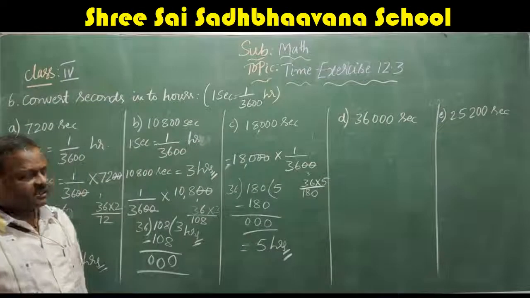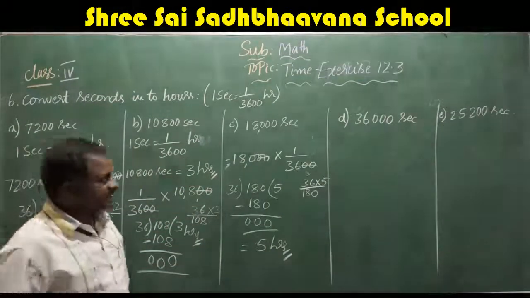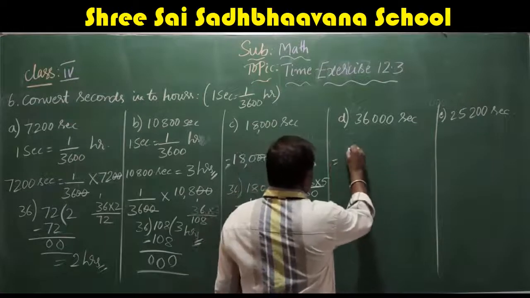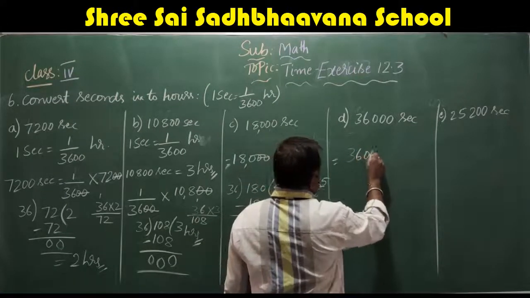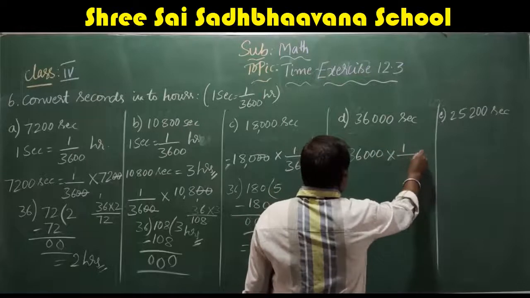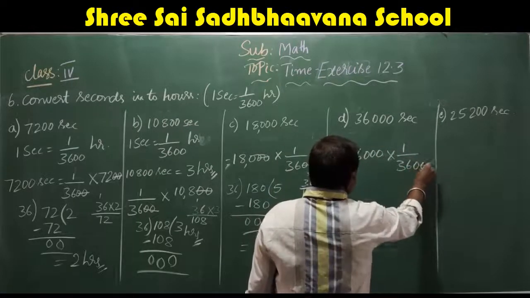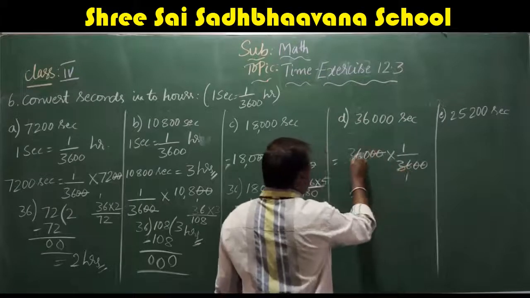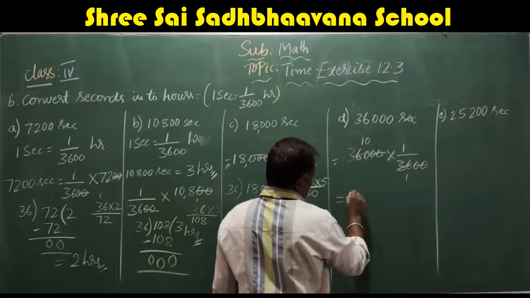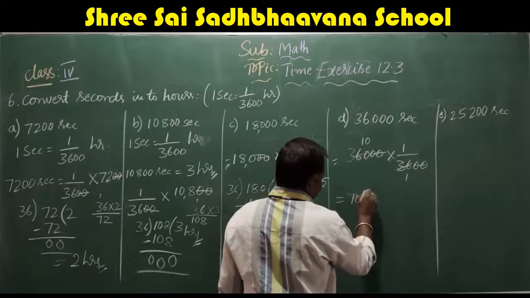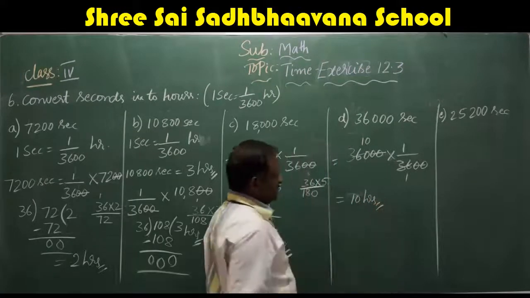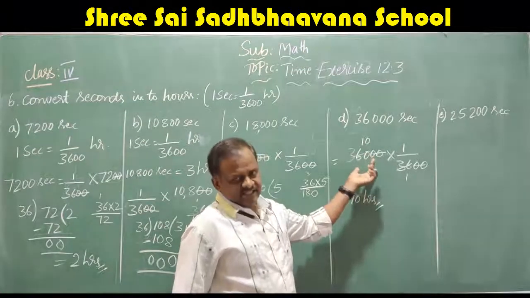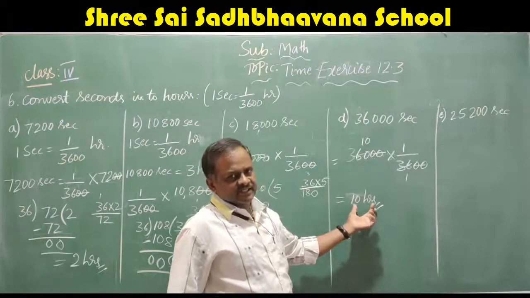5 hours. Next come to 36,000 seconds. You can easily say it becomes 10 hours, or you will multiply 36,000 into 1 by 3,600. Two zeros cancel. 36 ones are 36, 36 tens are 360. So you get 10 hours here.